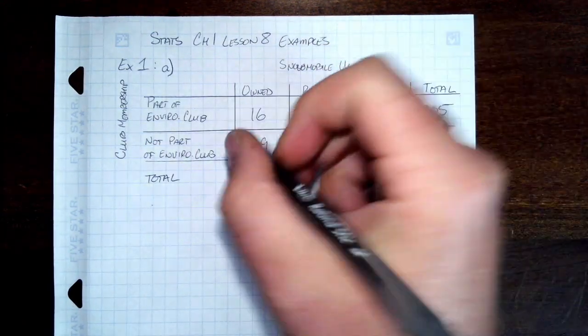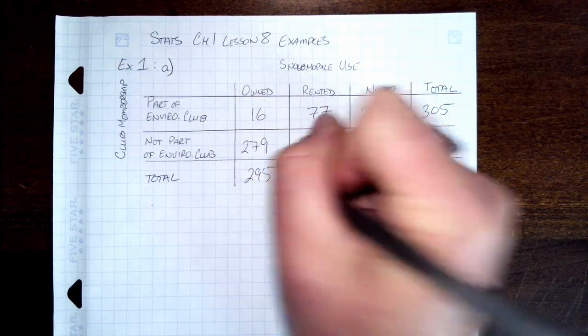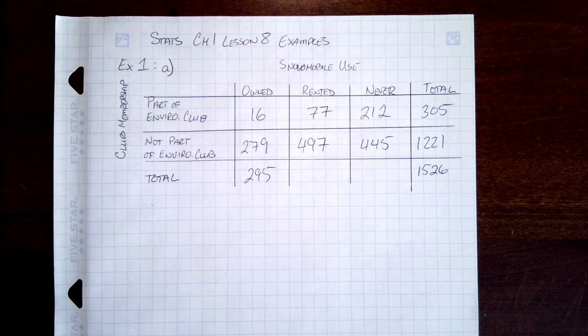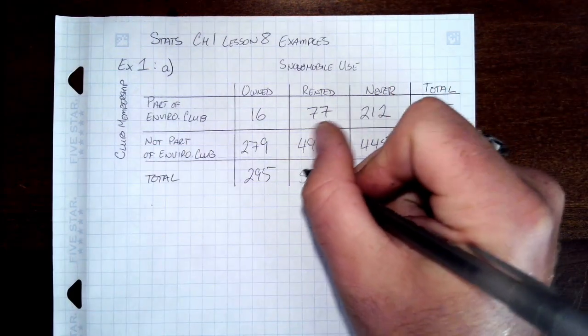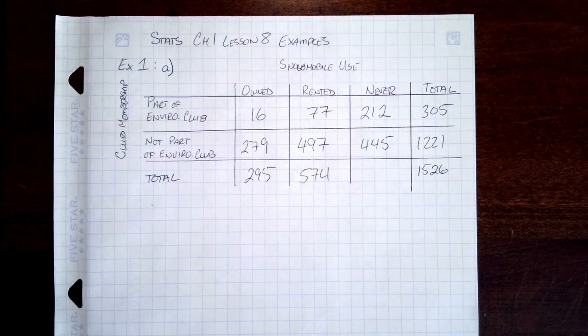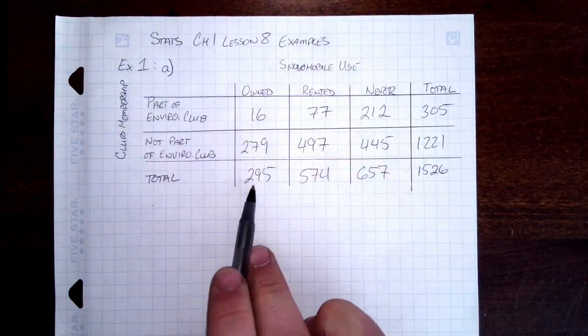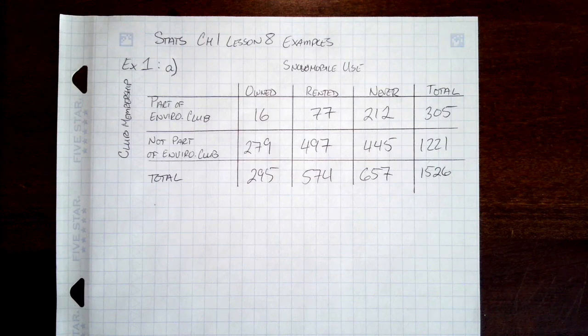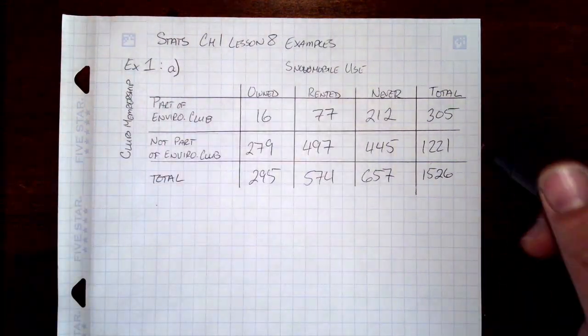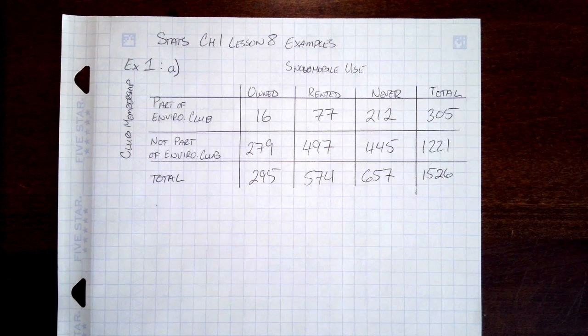People who had owned a snowmobile, total of 295. People who had rented a snowmobile, add those together and you get 574. People who had never used a snowmobile, altogether 657. And if I add those three together, I should also get 1,526 again. So that's why our grand total is in the bottom right. So that's just the frequency table.